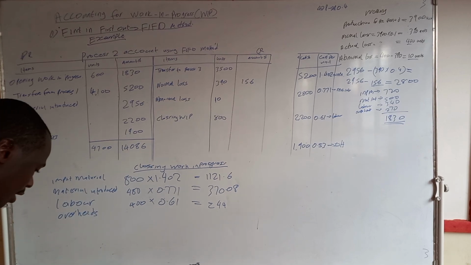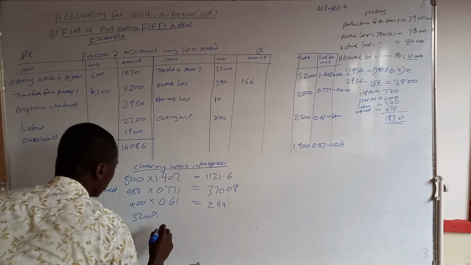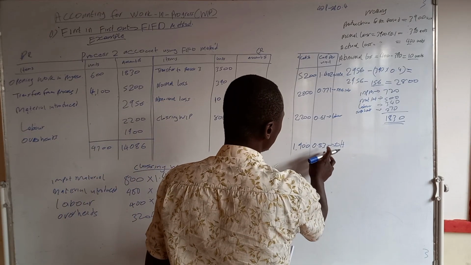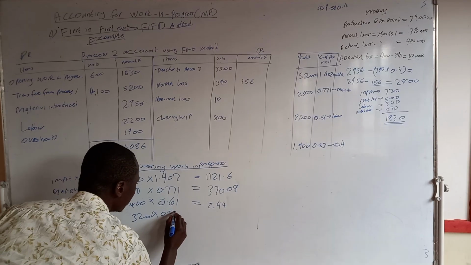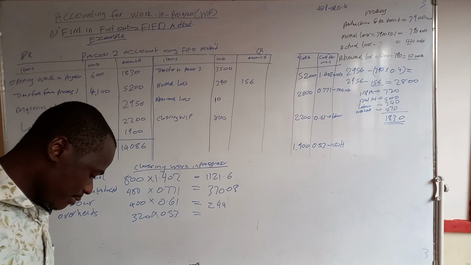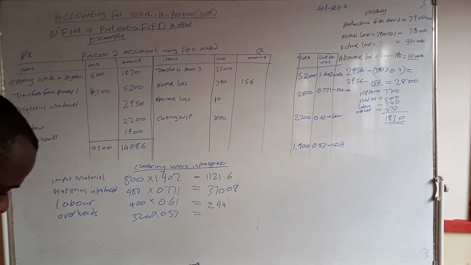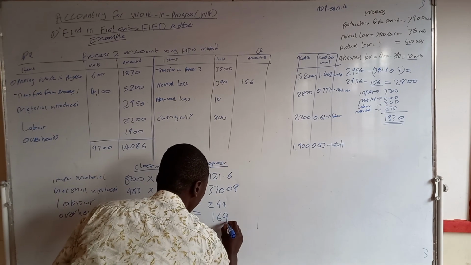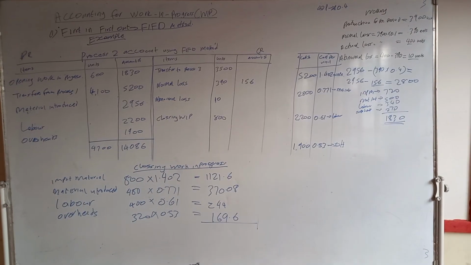Then we had overheads. We had an equivalent of 320 units, multiplied by the overhead rate of 0.53. That gives us 169.6. Now we can get the total.